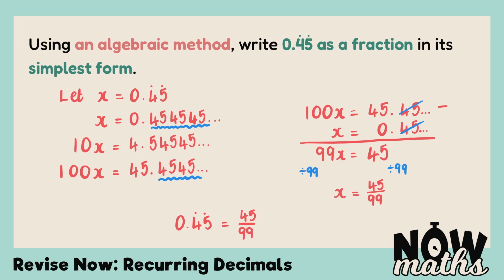And one slight difference with this question is we are asked to write the fraction in its simplest form. So let's just check if 45 99ths will simplify. I can see that 9 is a common factor of both 45 and 99. So let's divide the numerator and denominator by 9. And when we divide 45 by 9, we get 5. And 99 divided by 9 is 11. And since 5 and 11 are both prime numbers, we can't simplify this any further, so our fraction in its simplest form is 5/11.